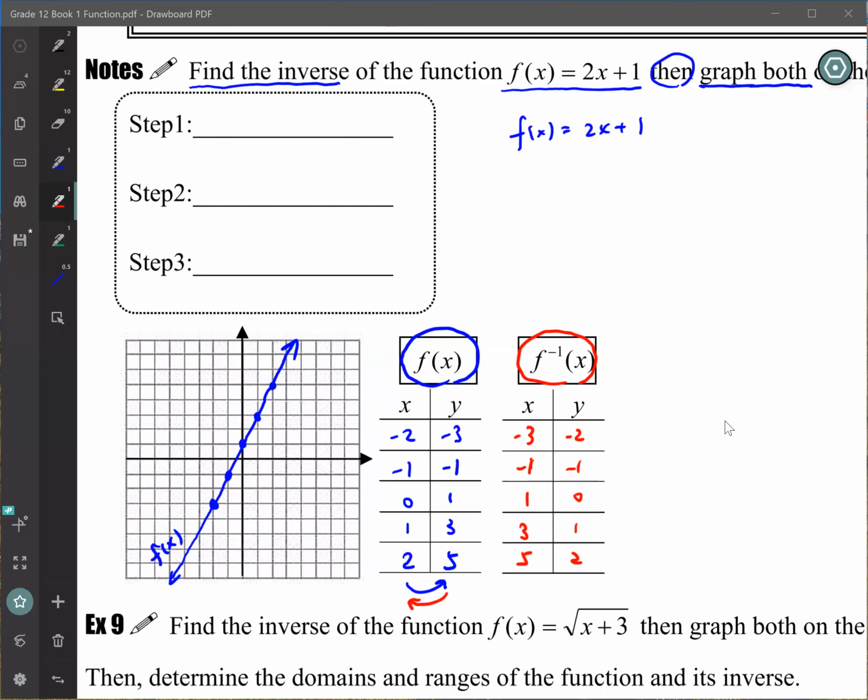Okay, so (-3, -2) will be here. (-1, -1) will be the same place, right? (1, 0) will be here. And then (3, 1), (5, 2). Okay, and then connect. So this one, the red one, is the inverse.